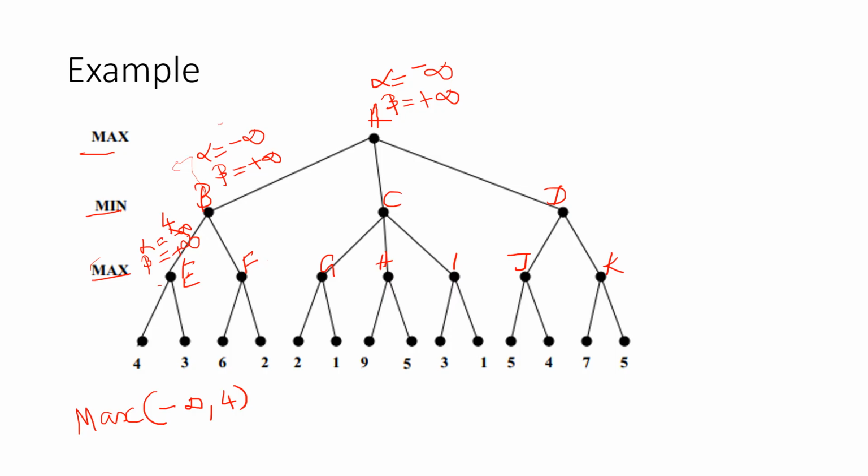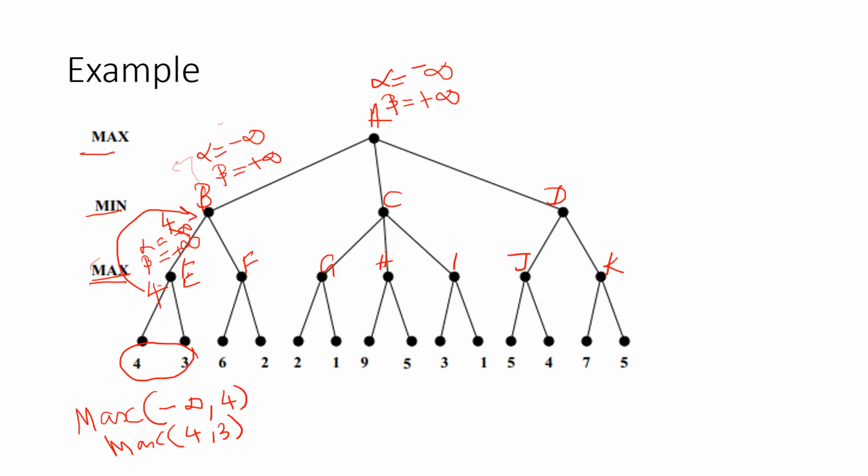Next, it will compare with 3. Max of 4 and 3, which is the largest? 4 is the largest, so there is no change. Then we have to find the min max value of E. This is a max node, so we find the maximum of 4 and 3, that is 4. So this node value will be 4, and this node value will go upwards.